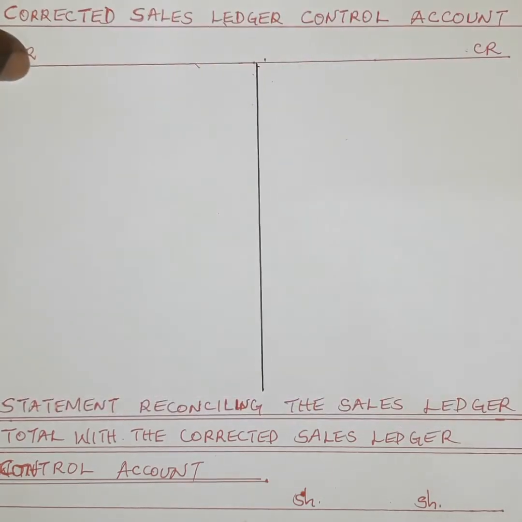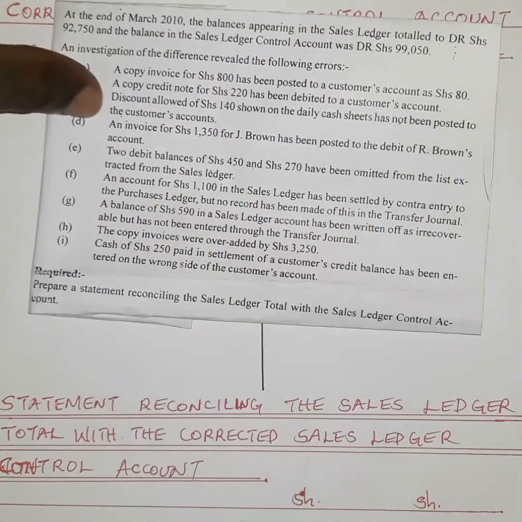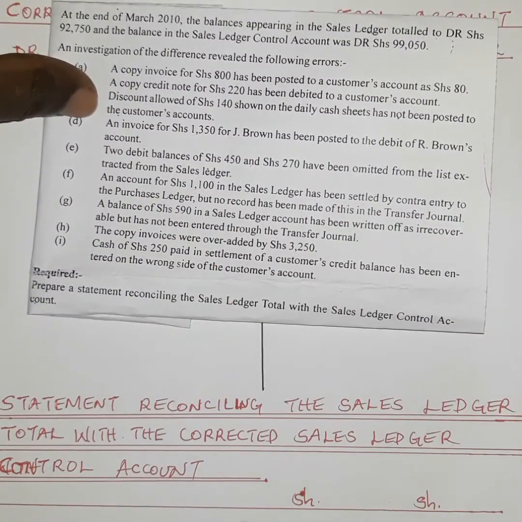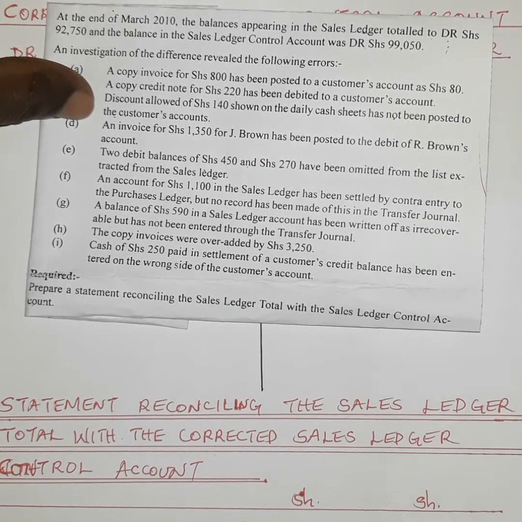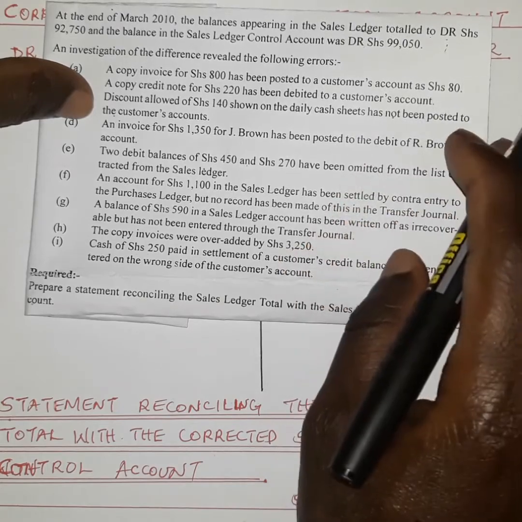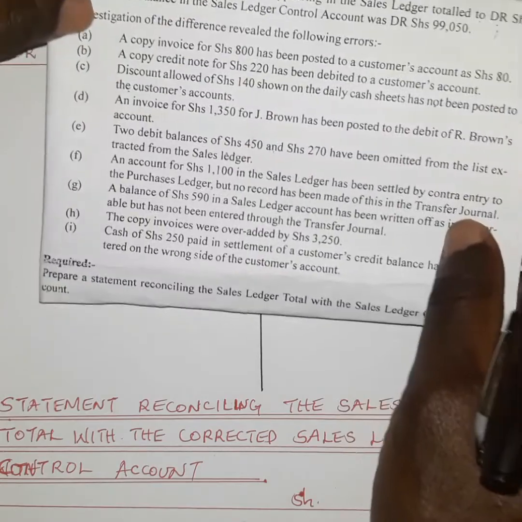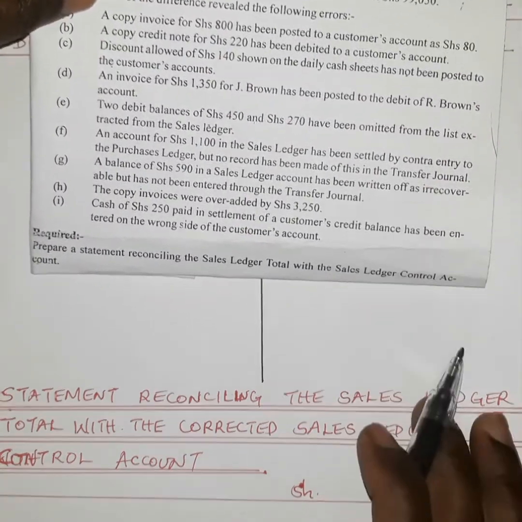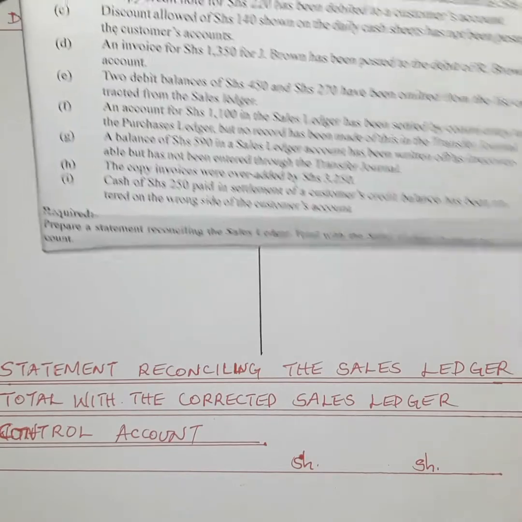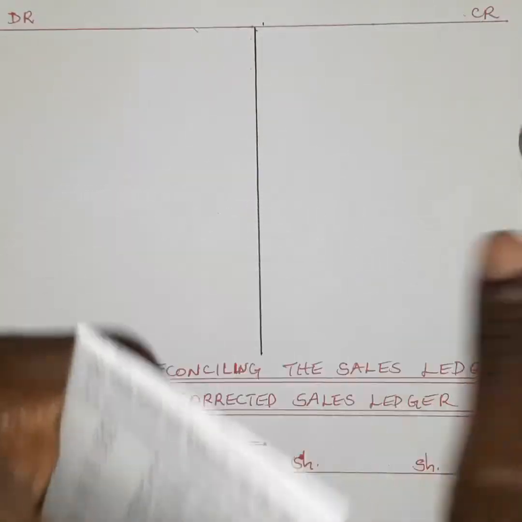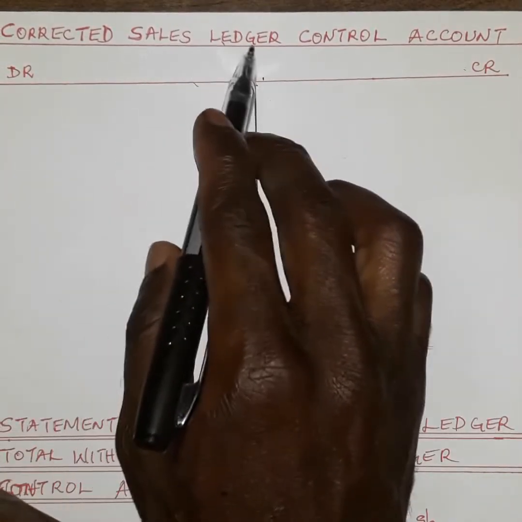Now, from our question, we will realize that we have some items which are only supposed to affect the sales ledger. In other words, they should either be increasing the sales ledger or decreasing the sales ledger. And some items will only affect the sales ledger control account. So the first step we are going to do is a correction of the sales ledger control account.